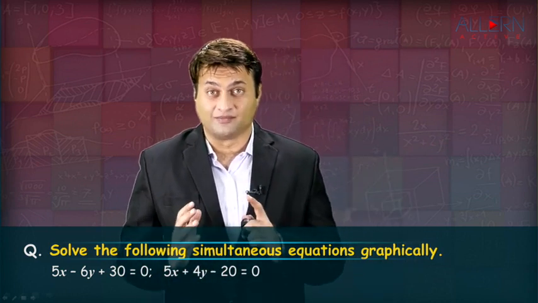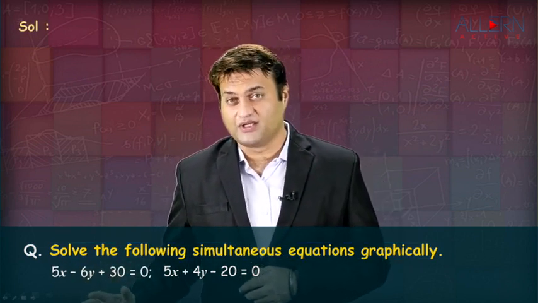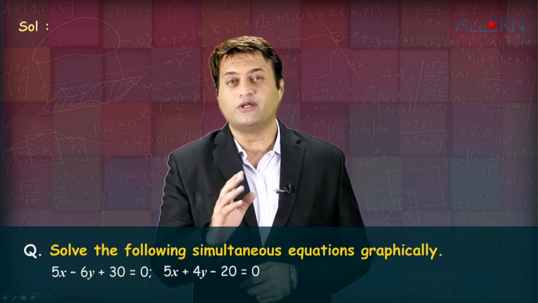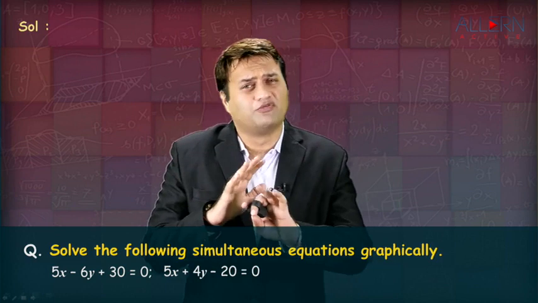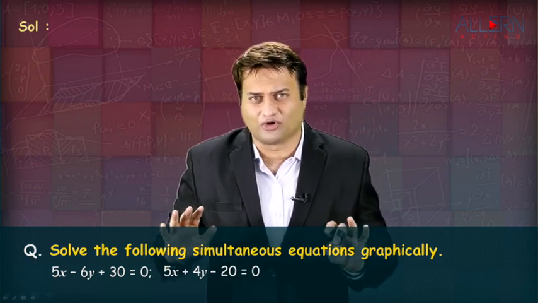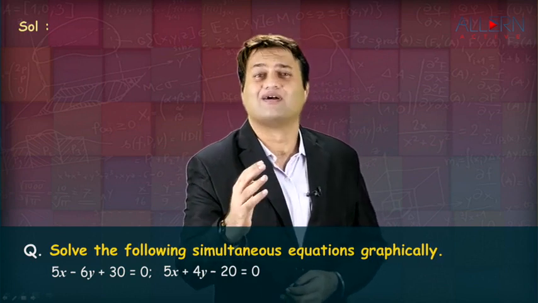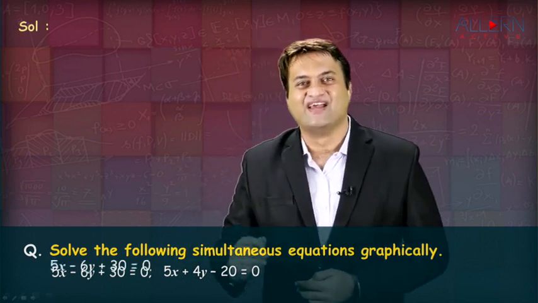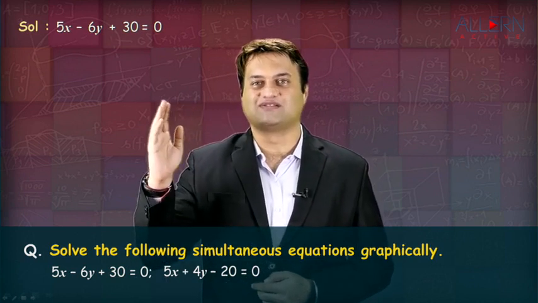Now in this sum, especially in the first equation, that is 5x minus 6y plus 30 is equal to 0, we need to learn something very important from the assumptions perspective. We will follow the same steps, similar concept, just that the assumption would be a little different. How different? Let's see. Let's take the very first equation, 5x minus 6y plus 30 is equal to 0.